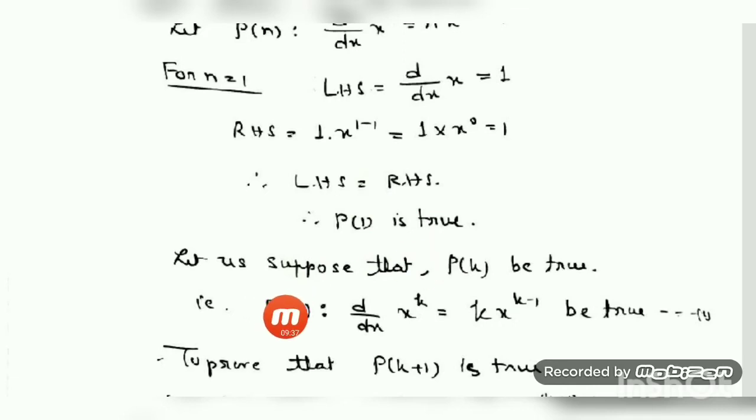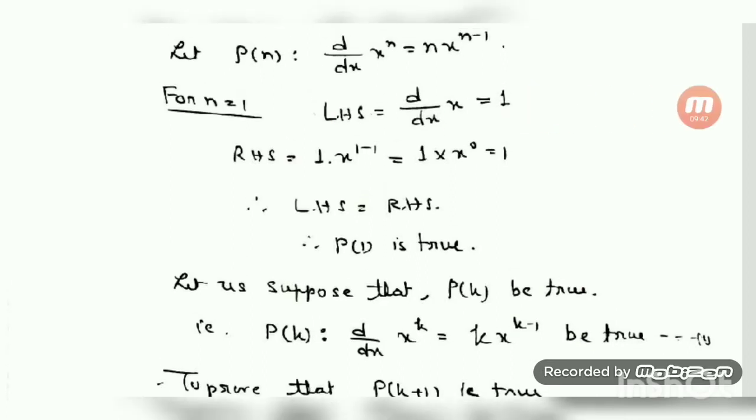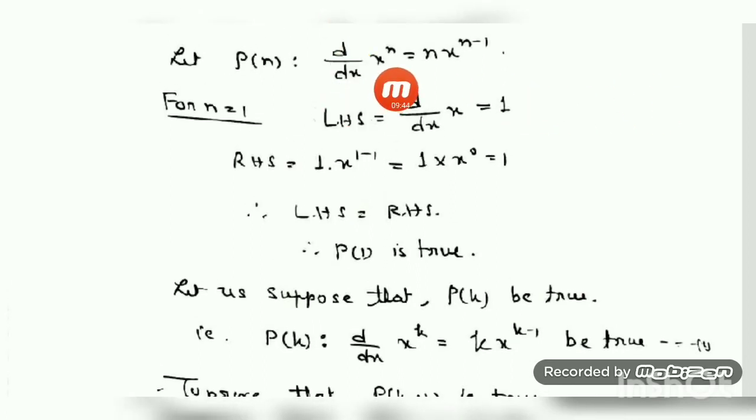Now, second step, we suppose that P of k is true. That means, what is the statement P of k? d/dx of x to the power k is equal to k into x to the power k minus 1. You have to replace n by k. This is true. We will suppose it now.